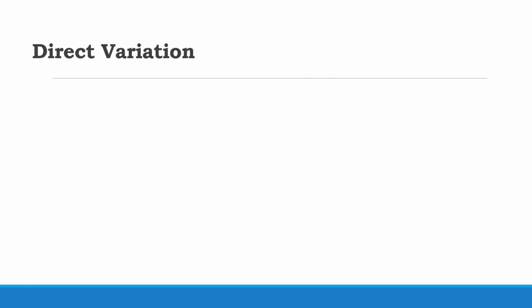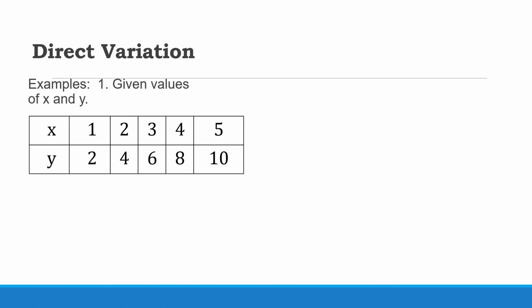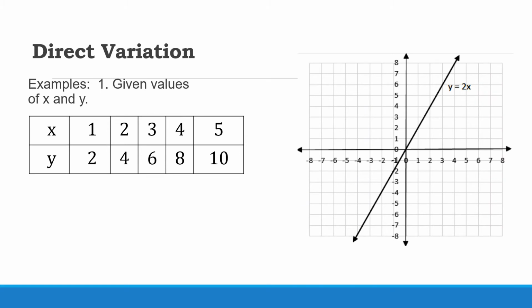Okay, so let's have now an example of direct variation. Given the values of x and y, we have here a table. So the value of x is 1, 2, 3, 4, 5, and then the values of y is 2, 4, 6, 8, 10. As you can see, we have a graph here. Our graph is a line.